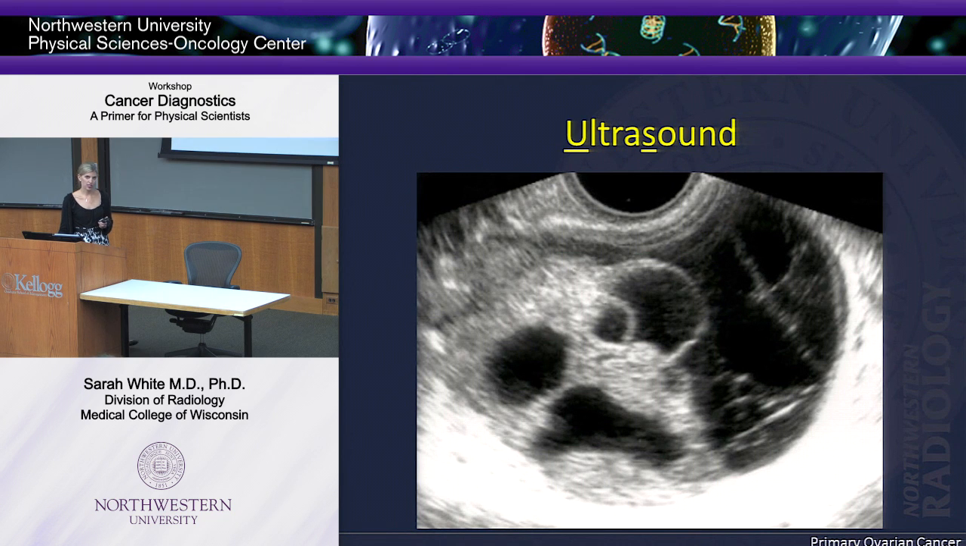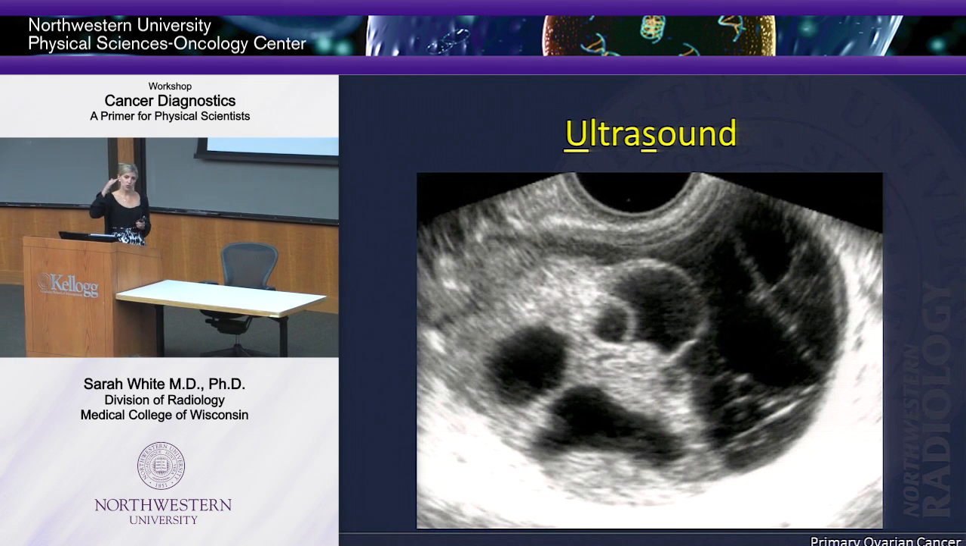So ultrasound, you guys have probably all either seen an ultrasound or had an ultrasound. Ultrasound we use all the time. There's no radiation involved. We don't have to use X-ray. We use this in children a lot. We use this in the female pelvis because it gives us a nice, clear view of things. This is an ovarian cancer.